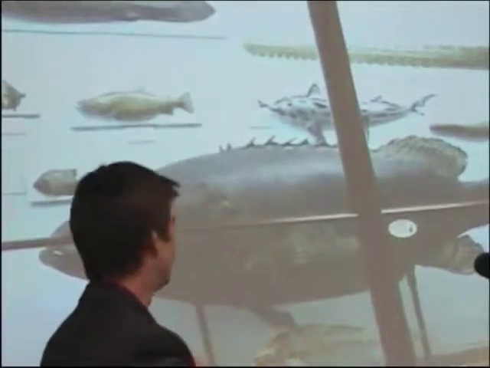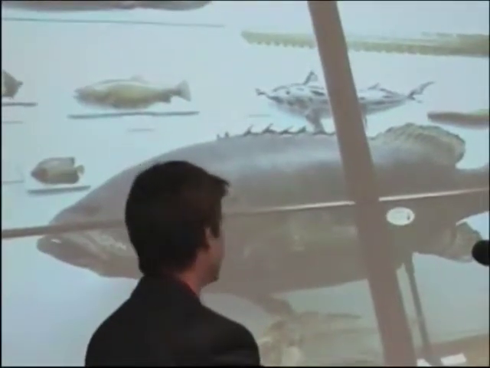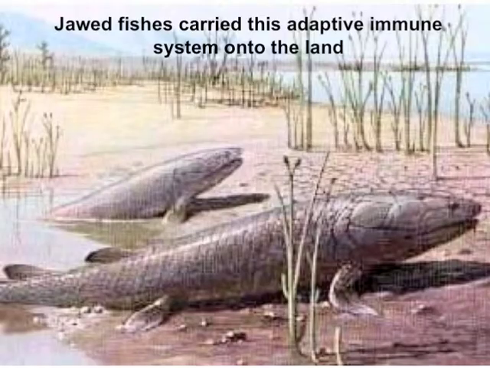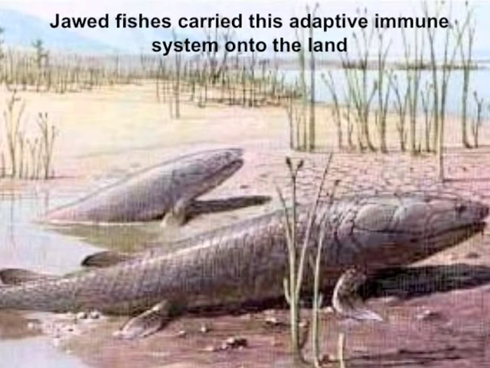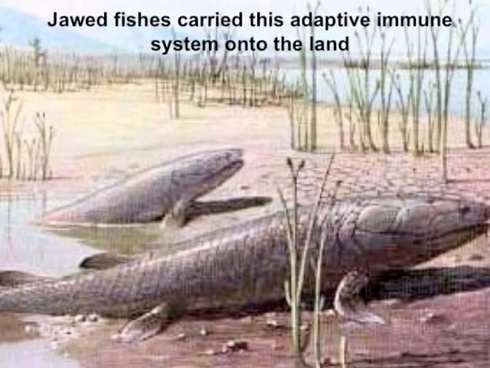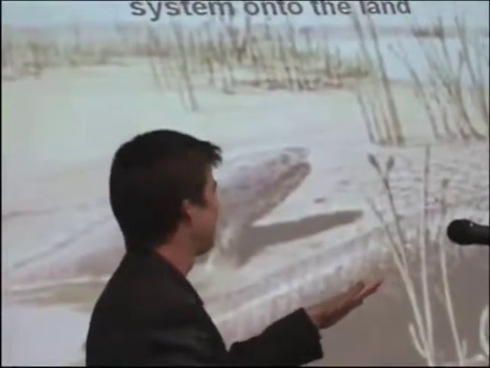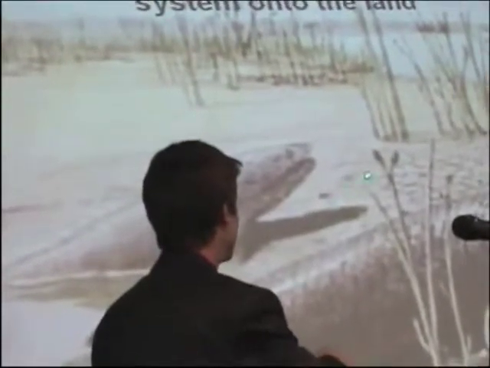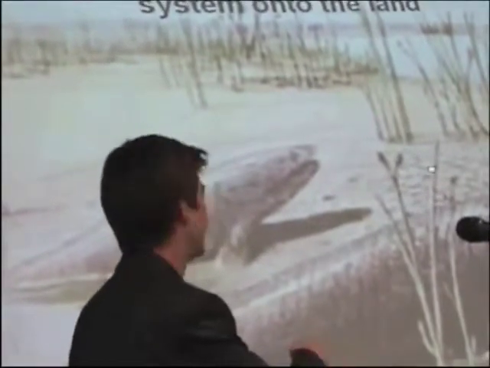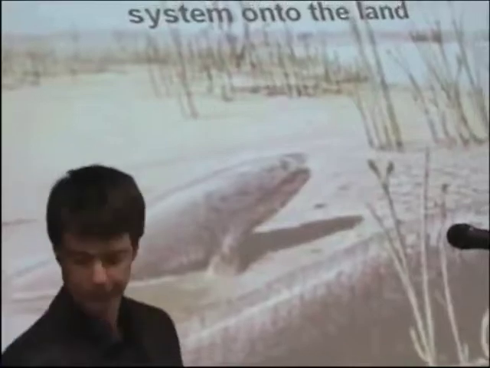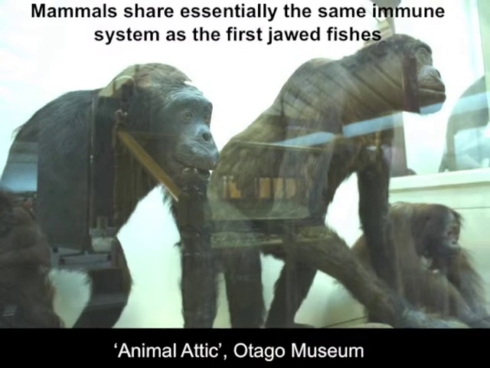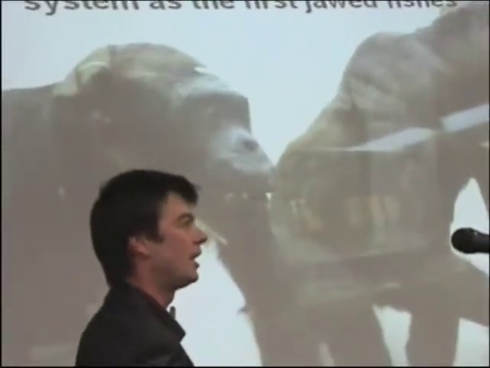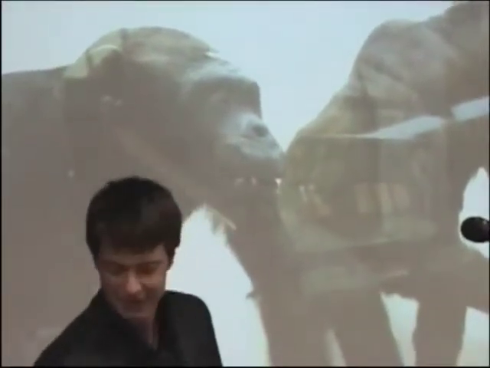The jawed fishes carry this adaptive immune system when they crawl onto the land. When the fishes started doing press-ups on their fins and wandered onto the land, from then we got the reptiles and dinosaurs, birds, mammals, and we carry the same immune system that these first jawed fishes had. So that's where it came from. And mammals, our close relatives, share the same immune system as the jawed fishes. It's very, very similar.